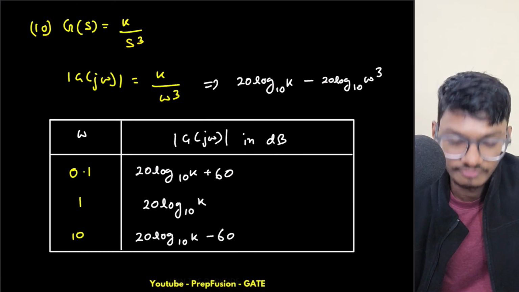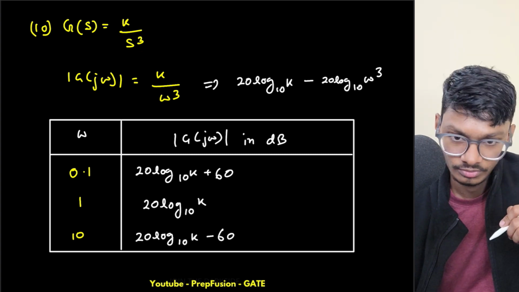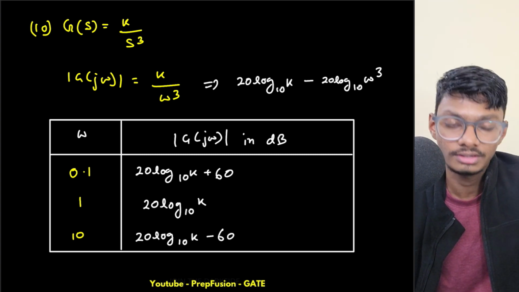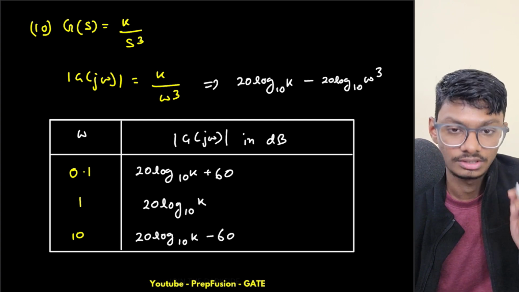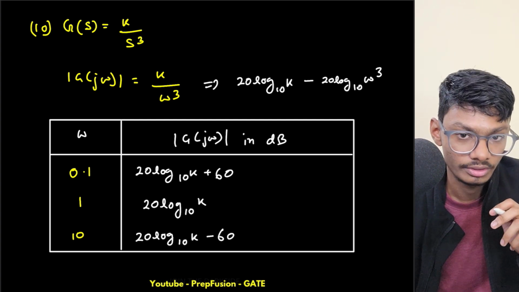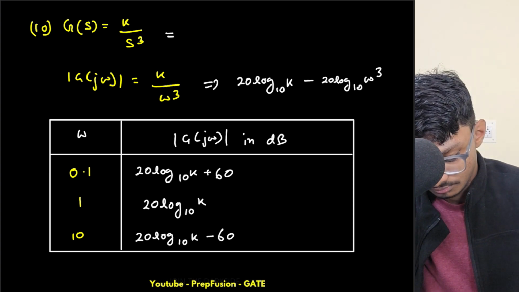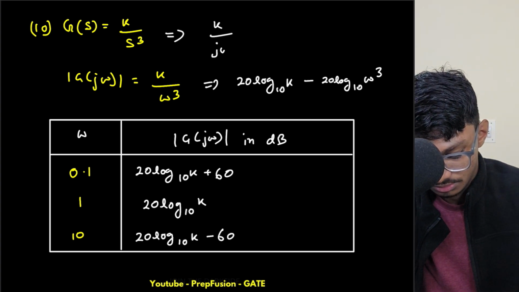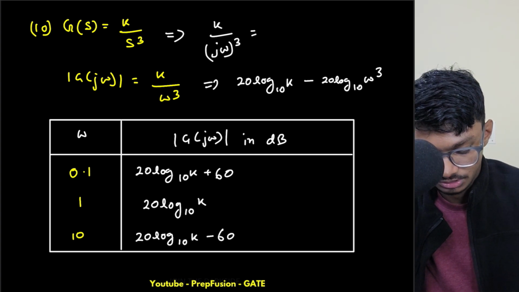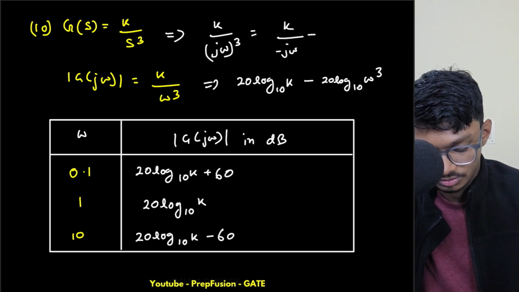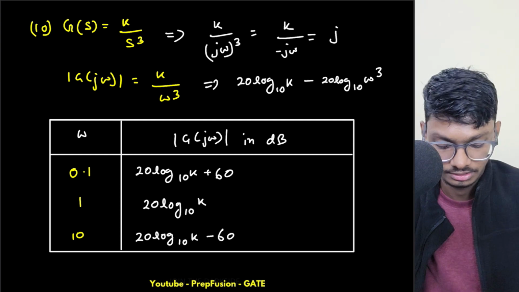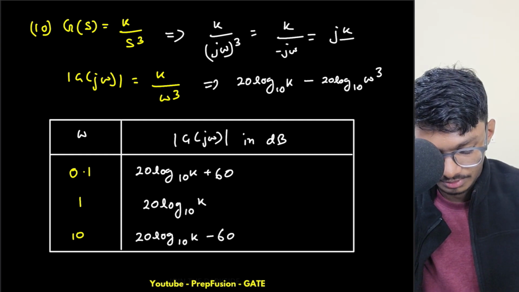So like basically what is happening? If 1s is there, this was contributing what? Minus 90. If 2s were there, it was contributing minus 180. If 3s terms are there, how much will it contribute? Minus 270. Okay. Or you can say plus 90. What you can do is k by (j omega) whole cube. So this is k by minus j omega cubed, so j can go in the numerator. So it becomes plus j k by omega cube.